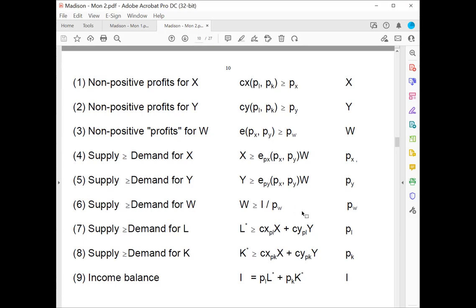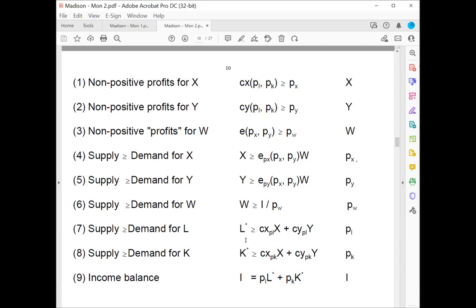And then the supply and demand equation here is really the indirect utility function. It says that welfare is equal to money income divided by that price index, the cost of buying 1 unit of utility, which is in turn a function of prices for X and Y. So that's really the indirect utility function.